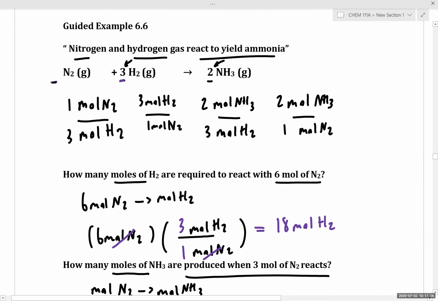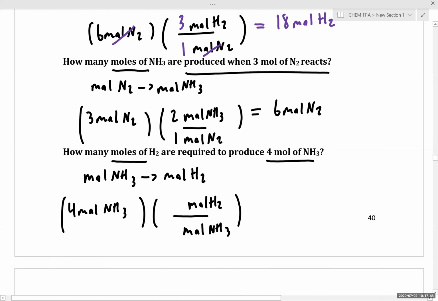What's our hydrogen to ammonia ratio? 3 to 2. What was that? Oh, could you repeat that, please? 3 to 2. Yep, exactly right. So we have 3 moles of hydrogen per 2 moles of ammonia. Moles of ammonia cancels, and that gives us 6 moles of hydrogen.